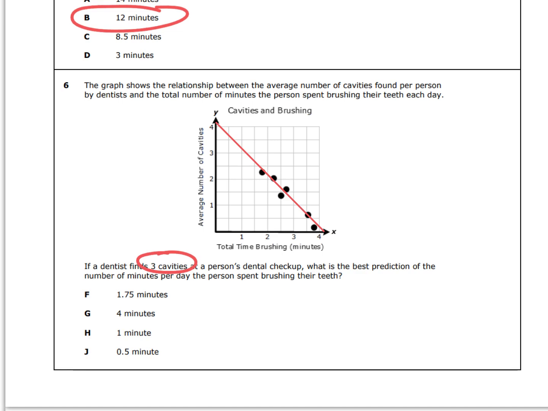Which prediction is best? So once again, I have to match the thing I'm looking for with the axis that it goes on. So which of the two axes are cavities? This one. So that means I need to go to 3 on the y-axis and see where it crosses. And it crosses really close to 1. I know it's not quite 1, but it's a little past, but remember 1.75 is over here. So I'd need to go over a whole block almost to be closer to that value than to 1. So 1 it is.